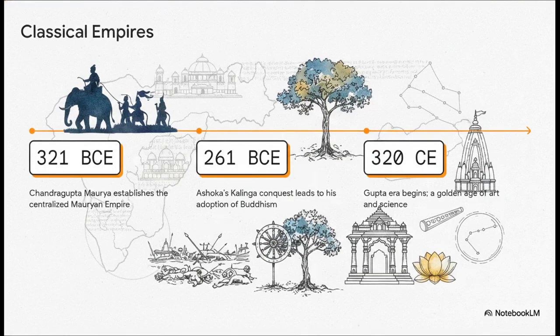Eventually, all those competing states gave way to a much larger vision. Chandragupta Maurya stepped up and established the Mauryan Empire, uniting a huge chunk of northern India under a really strong, centralized bureaucracy. Decades later, his grandson Ashoka fought the devastating Kalinga War. Now, after the Mauryan Empire eventually weakened, regional kingdoms popped back up for a few centuries until Chandragupta I kicked off the Gupta era in 320 CE, unifying the north all over again.